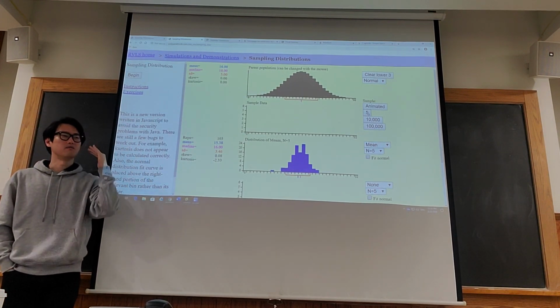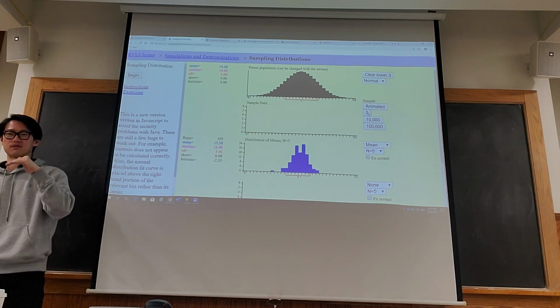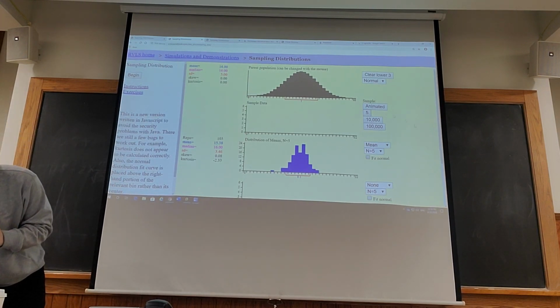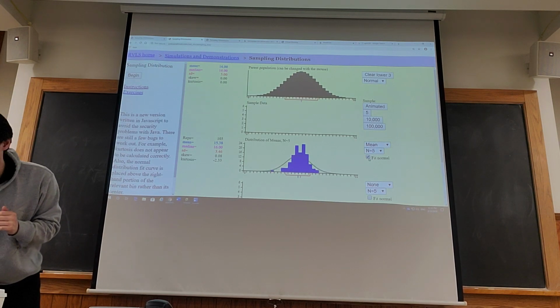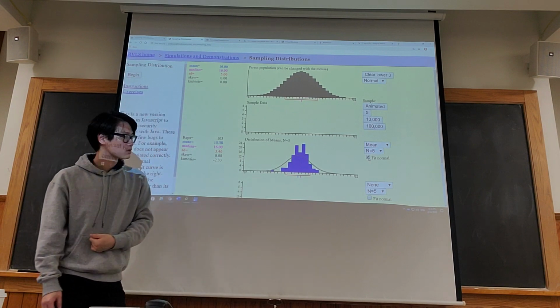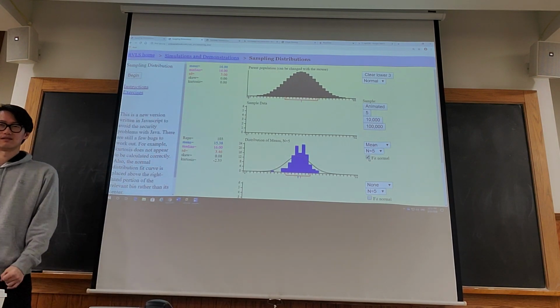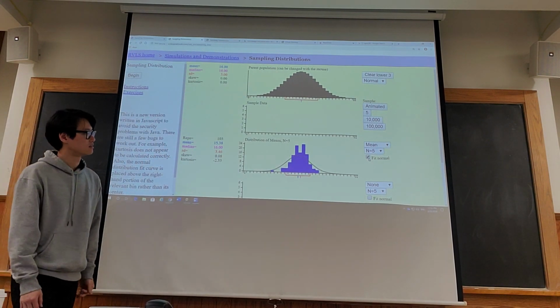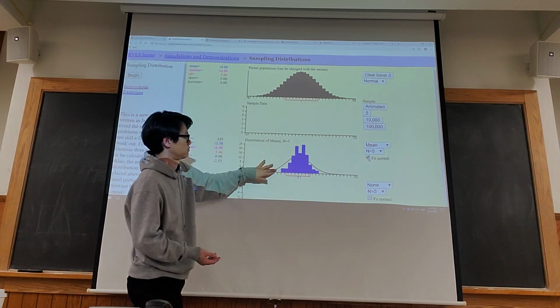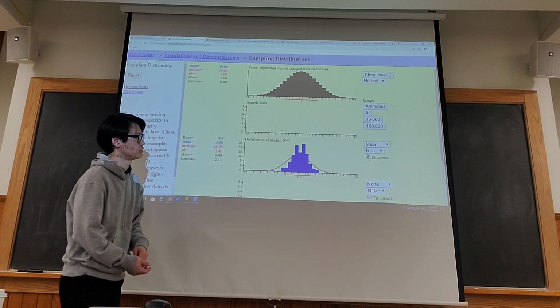We can see that the distribution looks like a bell curve, right? If I hit this one, normal, it looks like a normal distribution, but it's not that close. We have some space there.